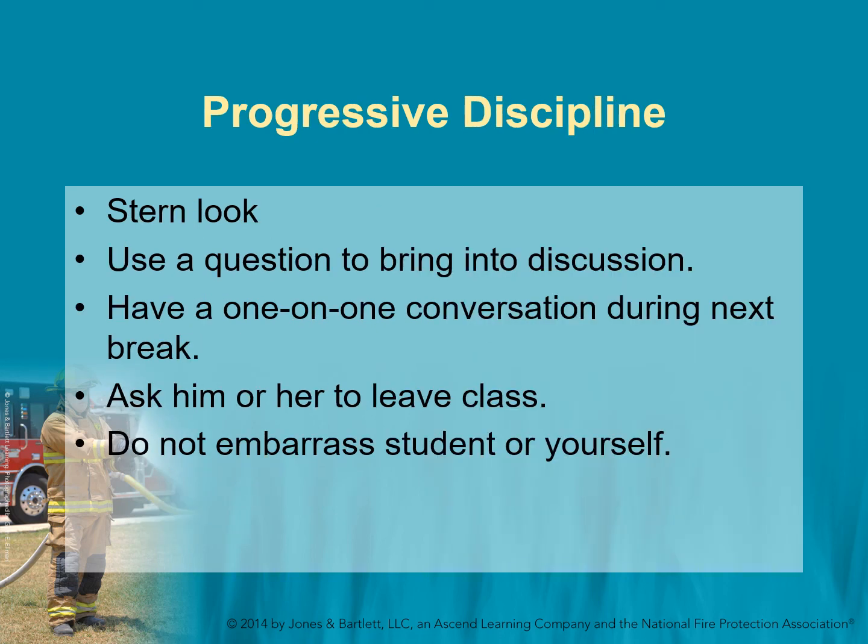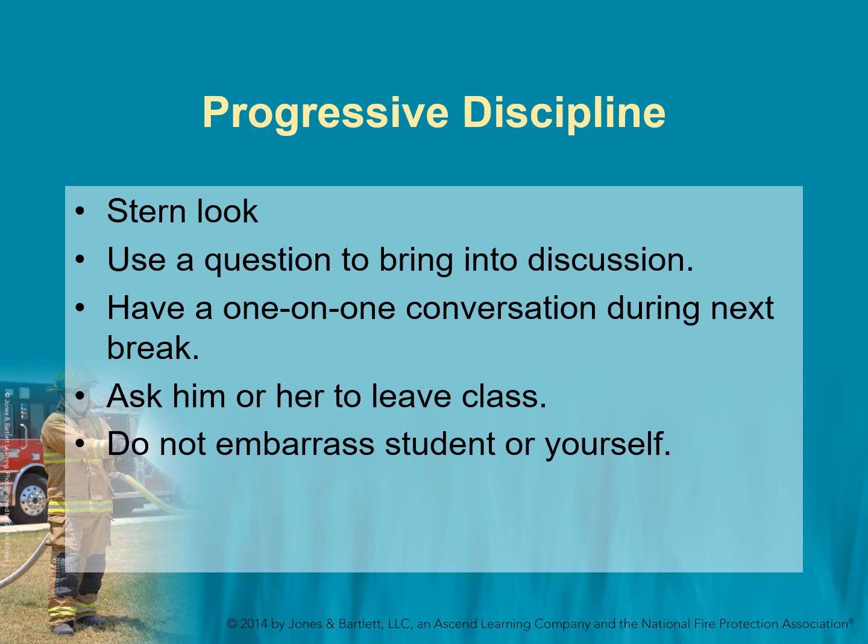Progressive discipline in the classroom could be starting out with a stern look. I call it the stink eye or the evil eye. Use a question to bring them into the discussion. Sometimes you can redirect in a nice way, if you will, by using a question. Have a one-on-one conversation during the next break. Oftentimes, this is what it's going to come to. It'll come to you as an instructor having a one-on-one conversation at a break to redirect them back into the classroom and the learning environment.